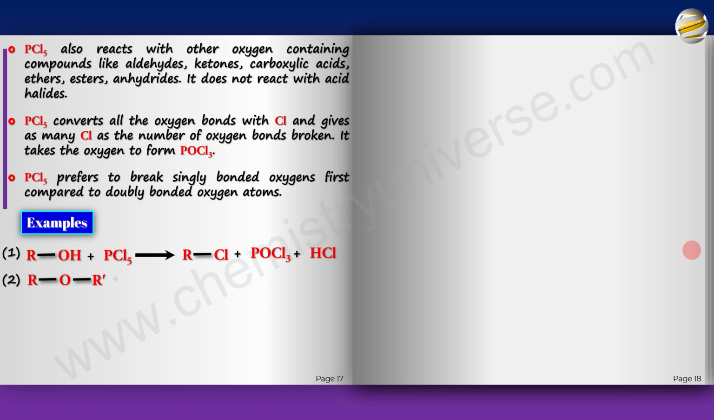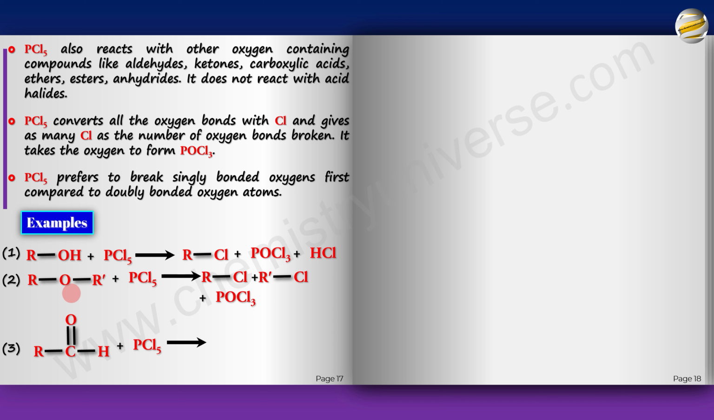Try this, pause the video, make the products, then play the video back. So can you see it is attached with two bonds to two different R's? It gives Cl to both and forms POCl3. So you get this. What do you think will happen with aldehyde? Pause the video. Now there is no single bond O, there's a double bond O. It will break that and form two Cls and form POCl3. What do you think will happen with a ketone?